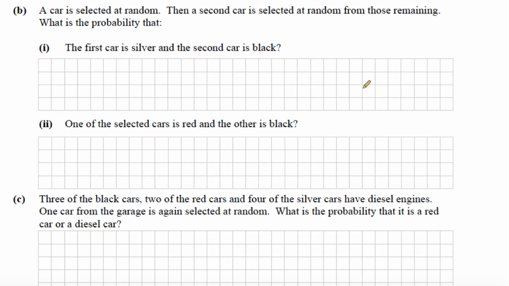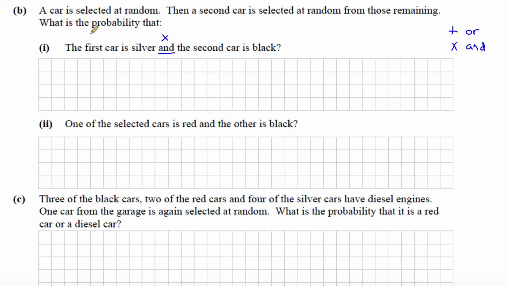Okay, part B, a car is selected at random. Then a second car is selected at random from those remaining. What is the probability that the first car is silver and the second car is black? Okay, so the key thing here is that the word and is linked to the multiply sign in probability. So the word or is linked to the plus sign and the word and is linked to the multiply sign.